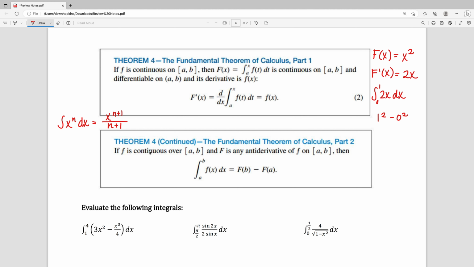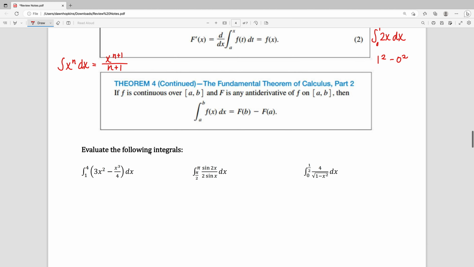And that's going to make life a lot easier as we work through a lot of these integrals. In fact, we're going to use that for the first one here. It says evaluate the following integrals. The first one is the integral from 1 to 4 of 3x squared minus x cubed over 4 dx.